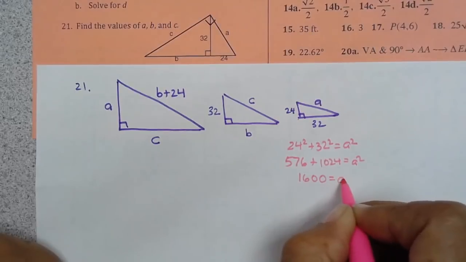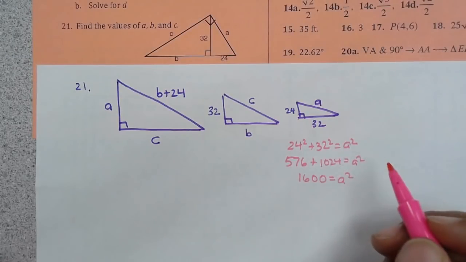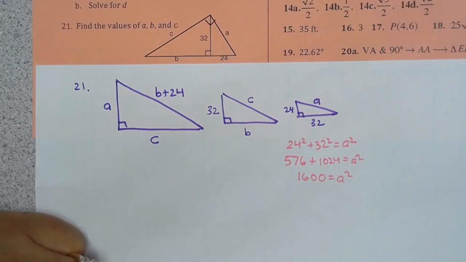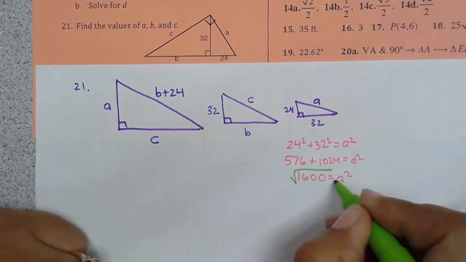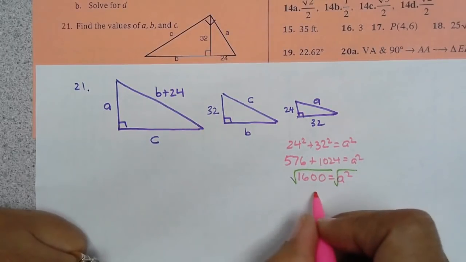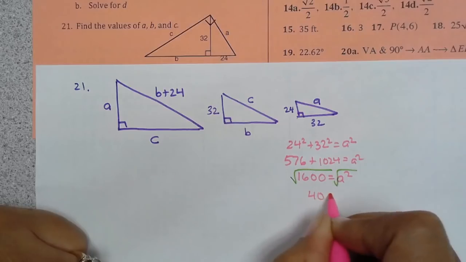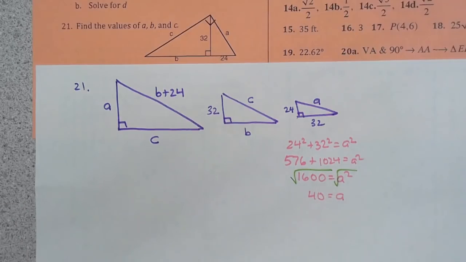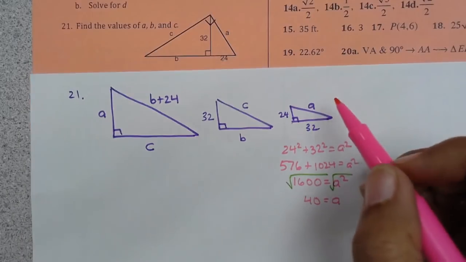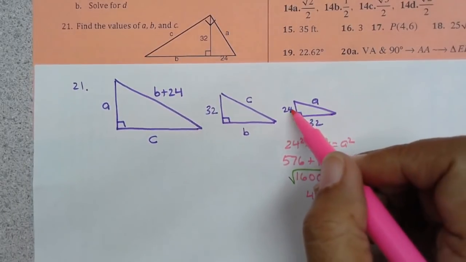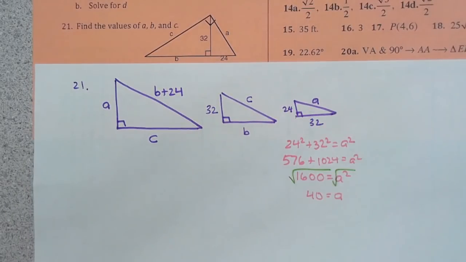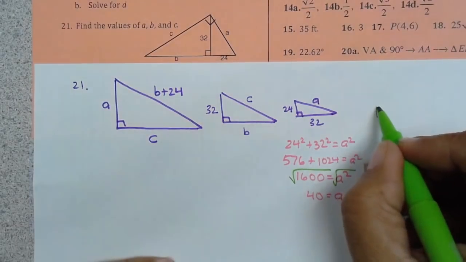Ooh, this could have been a Pythagorean triple that I did instead. All right, so square root, this would have been 40 for A. Yeah, if I would have looked at this a little more closely, I noticed that 8 can go into 24 and 32. So I'm just going to show you on the side here.